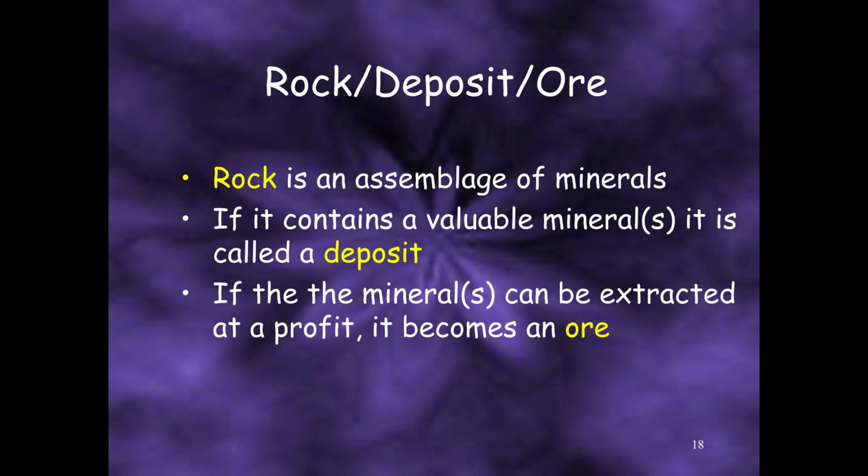For example, if you have a stone that has some gold inside, okay, that rock is then a deposit because it's a very, very valuable mineral. On the other hand, not all the deposits that have valuable minerals can be called ore, okay? In other words, if the mineral can be extracted at a profit, it becomes an ore.